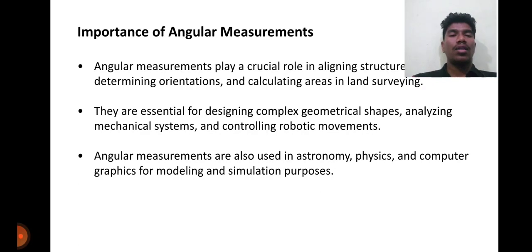Importance of angular measurements. Angular measurements play a crucial role in analyzing structures, determining the orientation, and calculating areas in land surveying. They are essential for designing complex geometrical shapes, analyzing mechanical systems, and controlling robotic movements. Angular measurements are also used in astronomy, physics, and computer graphics for modeling and simulation purposes.